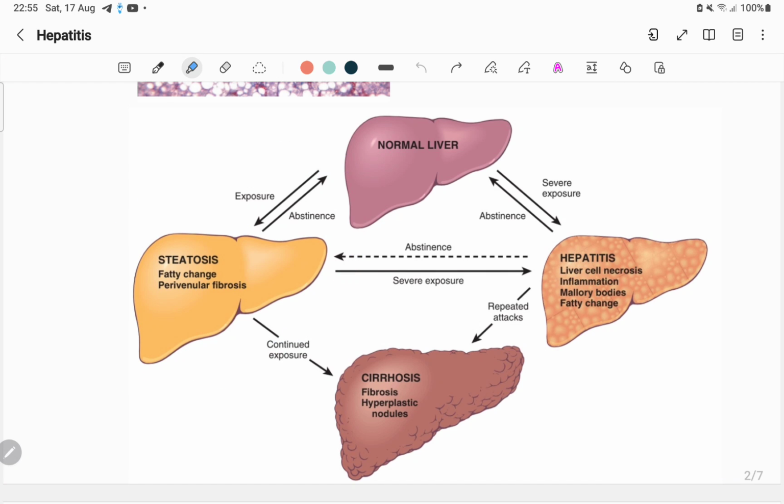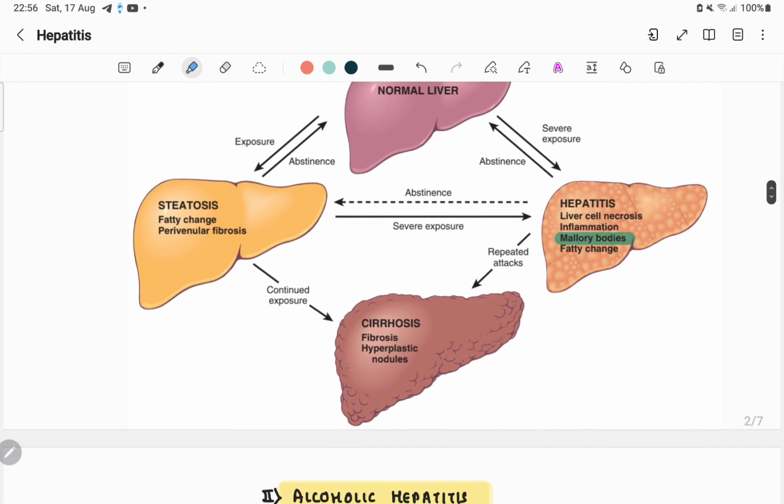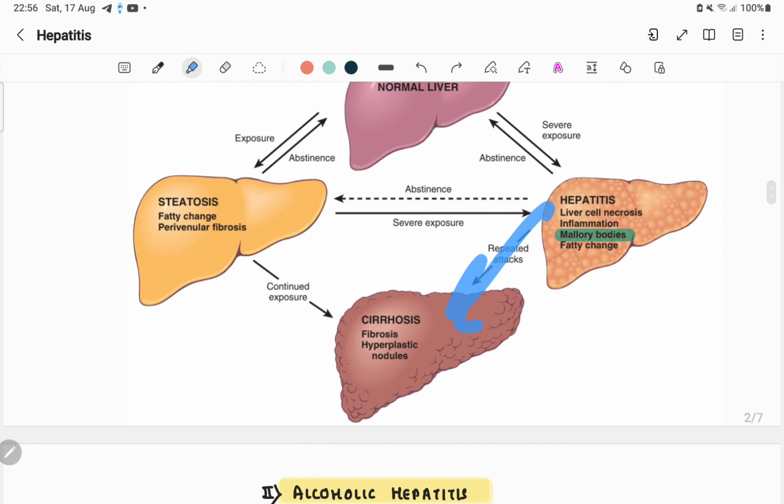Grade 1 fatty liver is nothing, like every patient which you encounter can have a tendency to show grade 1 fatty liver. Okay, so it is not a very big deal as of now. Understood? So there's not much problem, but grade 2, grade 3, and grade 4 fatty liver are dangerous conditions. So first of all, you have to know that if there is severe exposure, then it may lead to hepatitis, and in hepatitis there may be liver cell necrosis, inflammation, and Mallory bodies are important characteristic inclusions in hepatitis and fatty changes. And repeated attacks of hepatitis can also cause cirrhosis.